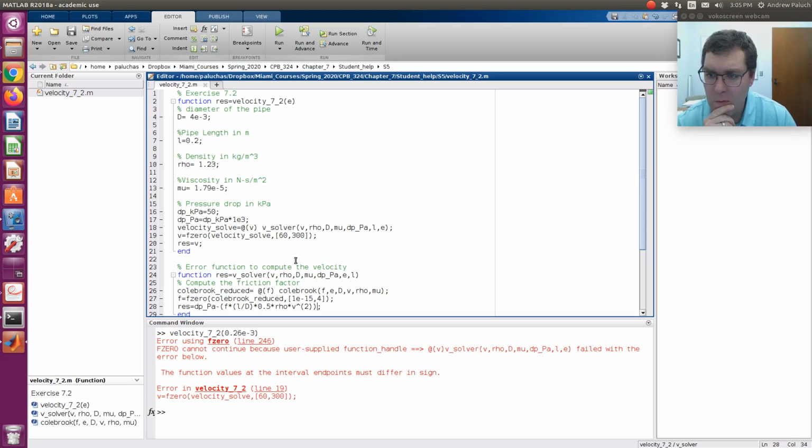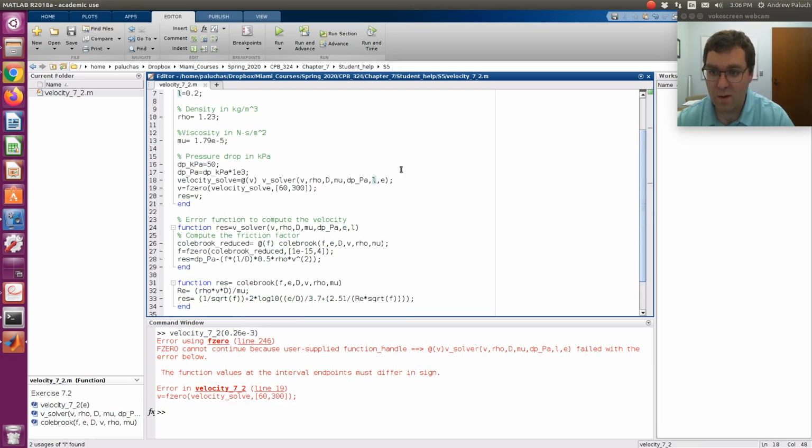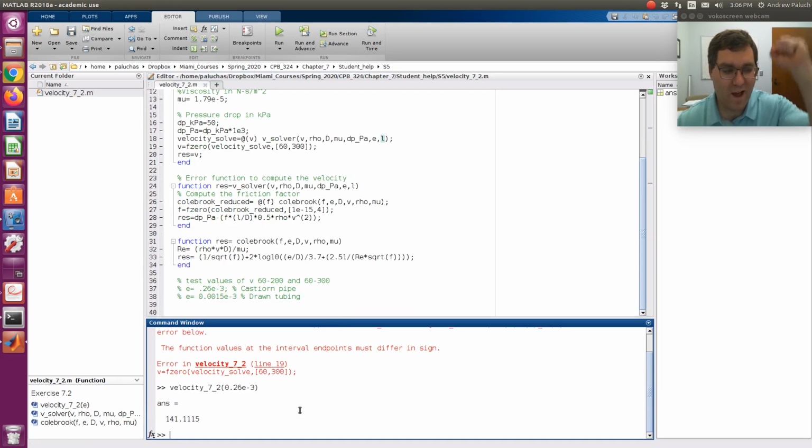Oh man, this is a tough one. Aha. Okay. You ready? So, if I look at when I define my anonymous function, look at the order of the variables. V, rho, D, mu, dp, L, and E. I'm going to look at V solver. V, rho, D, mu, dp, E, and L. Right? I have L and E flipped here. So what I'm passing as L is actually being read in as E, and what I'm passing as E is being assigned to L. So it doesn't matter where I flip it. Let's flip it here. Okay, save it. And rerun. Aha! I got it.